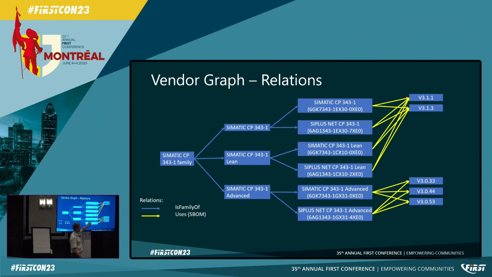So this hardware uses these firmware versions. And you can split that down. You can say this firmware version uses OpenSSL version 3.0.0, or this version uses Apache whatever. So from here to the right side, basically you get the SBOM. But on the left side with the blue arrows, you have the product families.